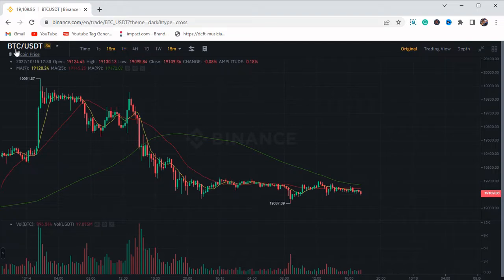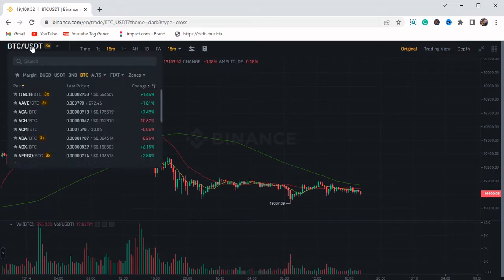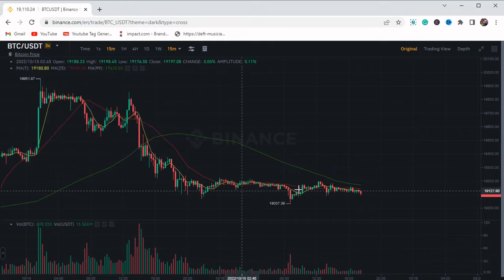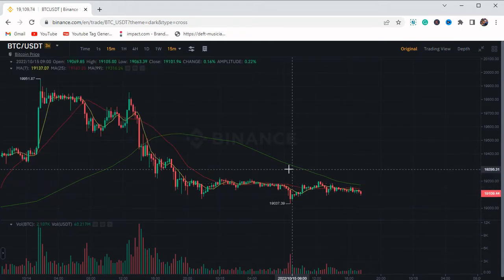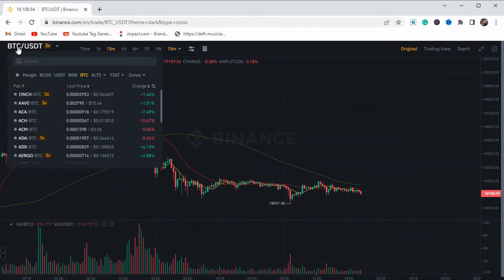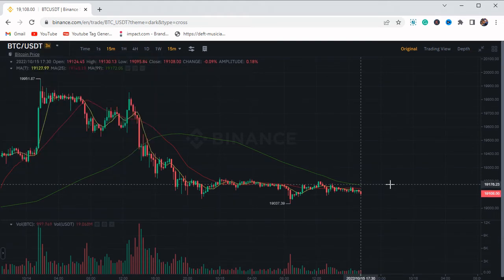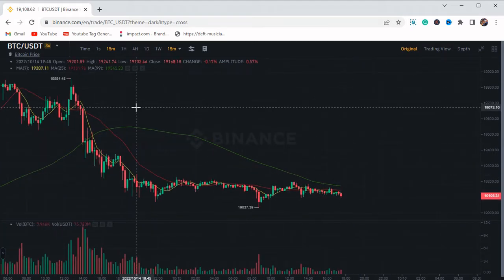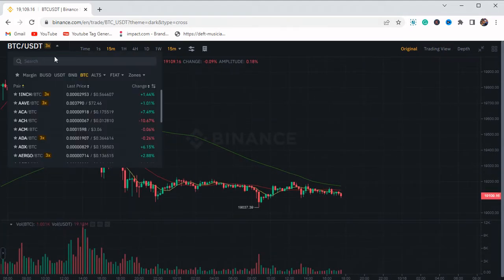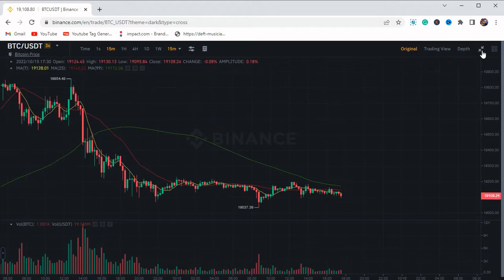You can see. And also make sure you are trading BTC USDT. This is the only cryptocurrency that I'm trading. Make sure you are trading BTC USDT so that they won't manipulate the market for you. So it's very important you trade BTC USDT. Please make sure you trade that one.